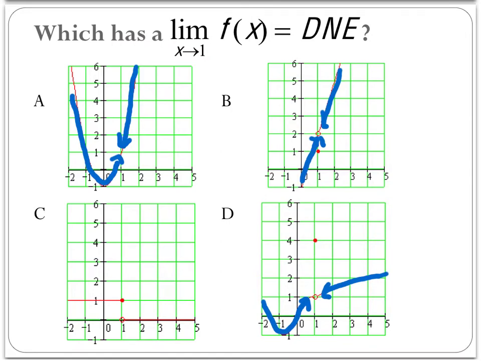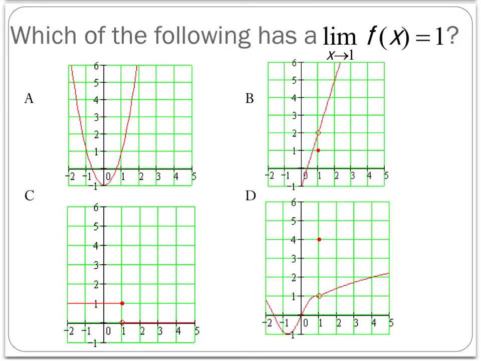Okay, so let's look at C now. Well, this one, notice here, when I approach it from the left side, as x approaches 1, and from the right side, you can see that they are not going to the same value. So this is the graph where the limit does not exist. So my correct answer here is C.